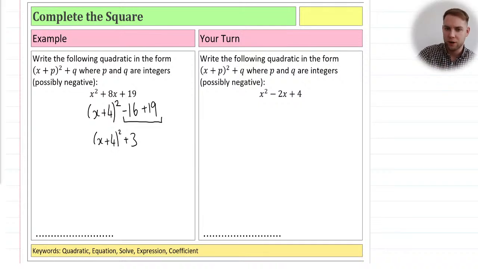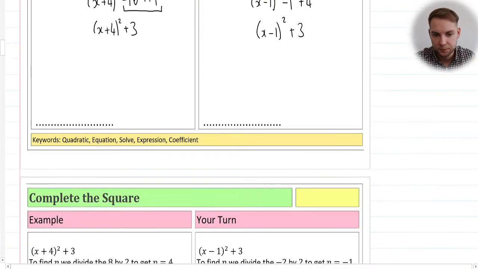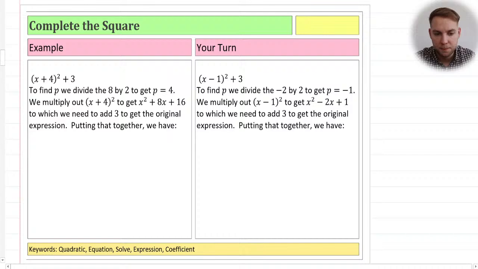So then let's have a go at that one on the right hand side. So here, half that middle number, which is going to be -1. So it's (x - 1) all squared. And then I square that middle number and subtract it at the end, because that's the extra on top of this. So -1 squared is +1, and I subtract +1 plus the 4. So I end up with (x - 1) all squared plus 3. Brilliant. So let's just check those answers. Super.